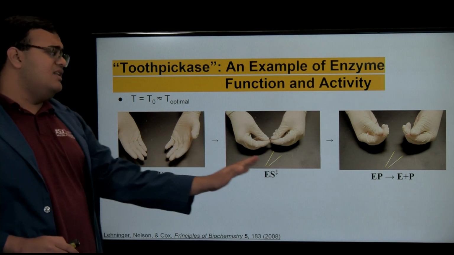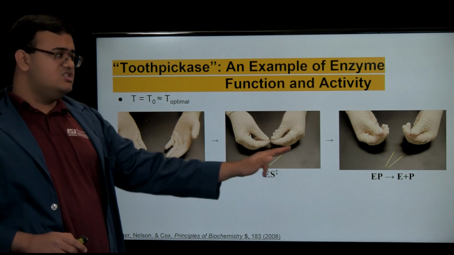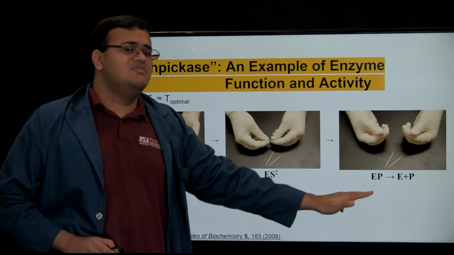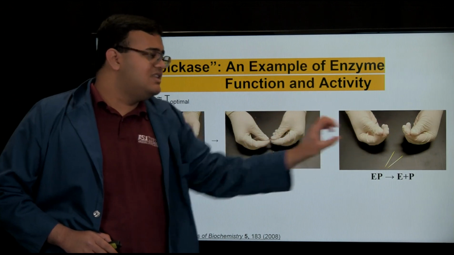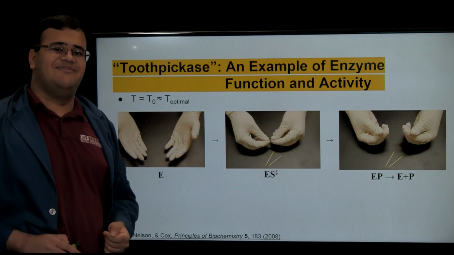So the enzyme binds the substrate, forms that enzyme substrate complex, and the toothpick is just about to snap, and it snaps. The enzyme is bound to the products and it's going to release them and return to its native conformation. Okay, everything's working fine.